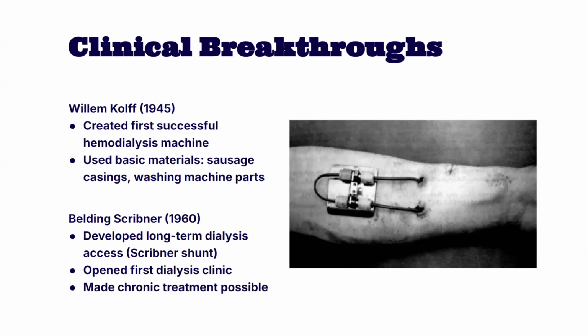Then, in 1960, an American doctor named Belding Scribner took it even further. He created a device called the Scribner shunt, which made it possible for patients to get regular dialysis without surgery. Thanks to him, the first dialysis clinic opened and long-term treatment became a real option.